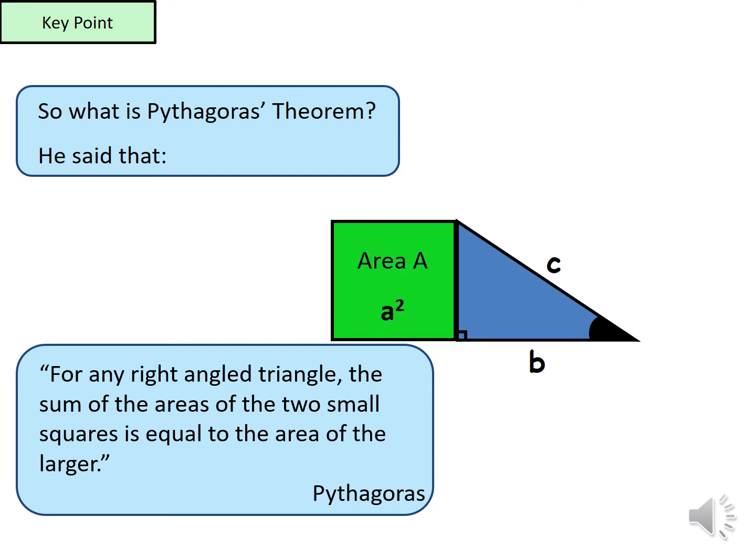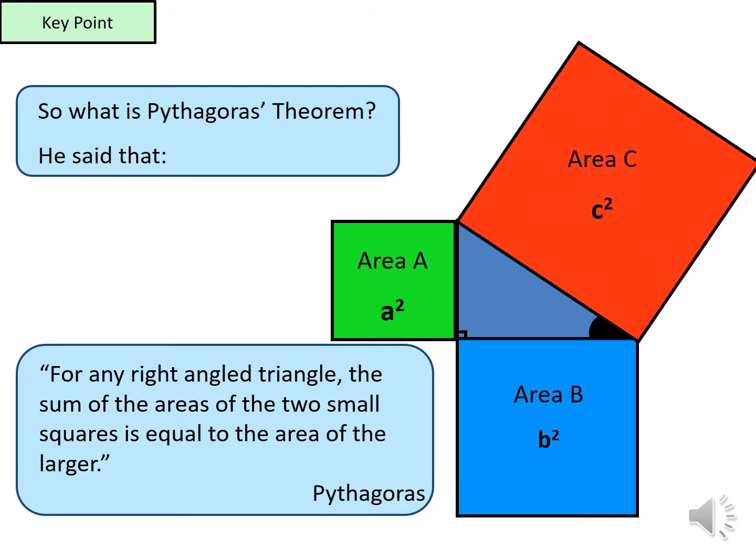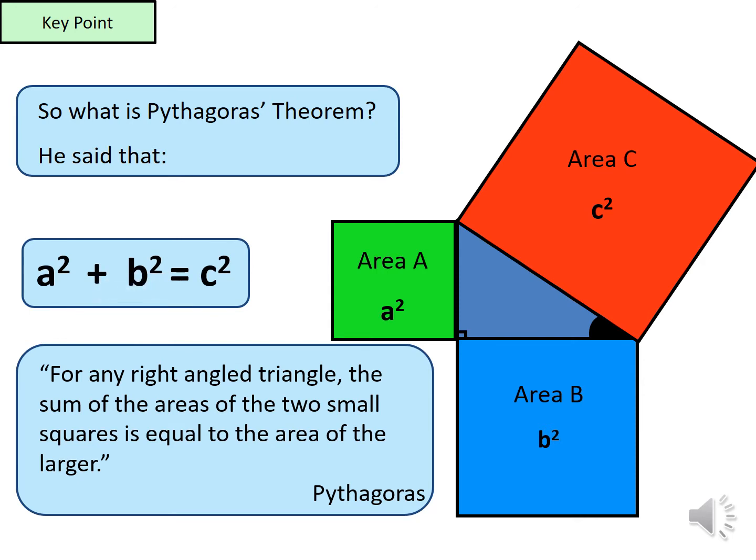What that essentially means is the length of A, we square that, and the length of B, we square that also, and we add them together. That will give you the length of C squared. Essentially, according to Pythagoras' theorem, that is A squared plus B squared equals C squared.